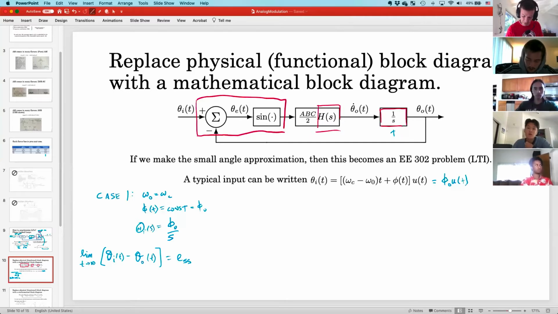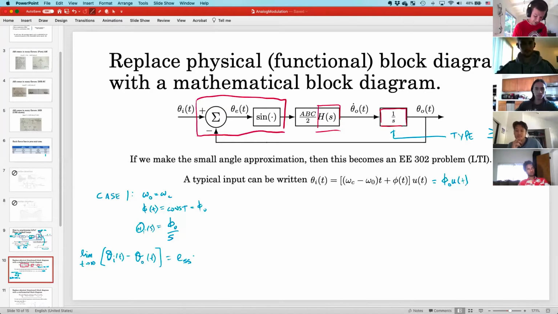So this tells me that my type number is greater than or equal to 1. I say greater than or equal to because H of S might have integrators in it because we actually haven't designed it yet. But certainly, as long as we're not actively trying to hurt ourselves, as long as H of S doesn't have any differentiators, we'll get at least a type 1 system, which means that we get 0 steady state error to constant offset input phases.